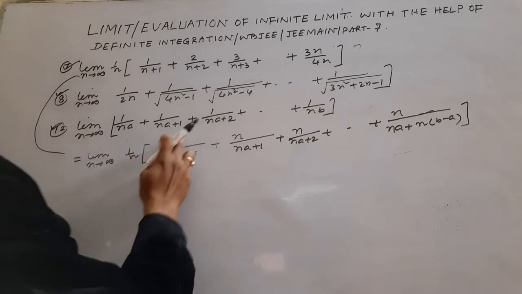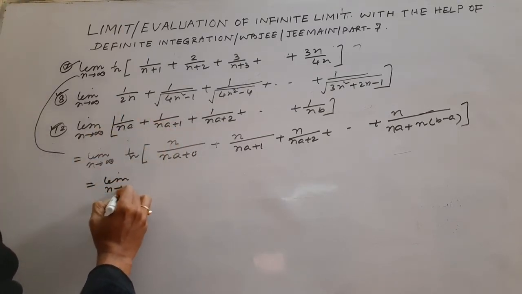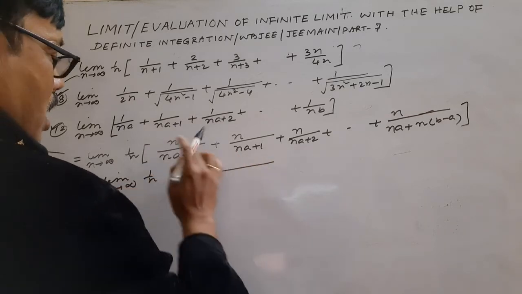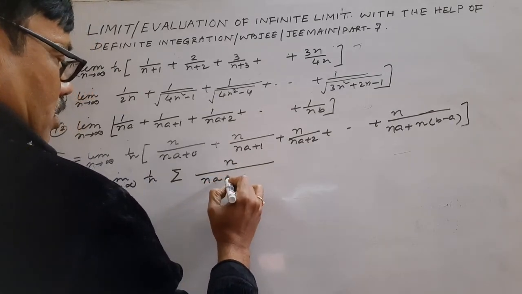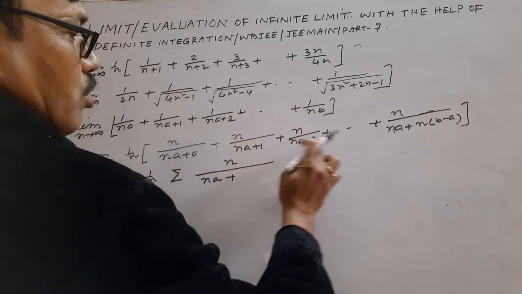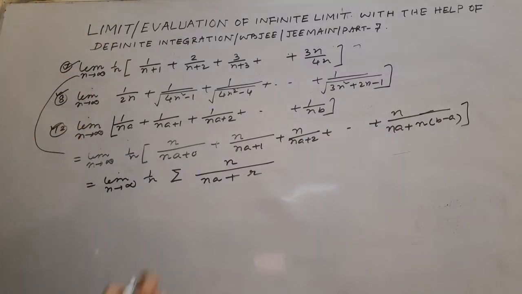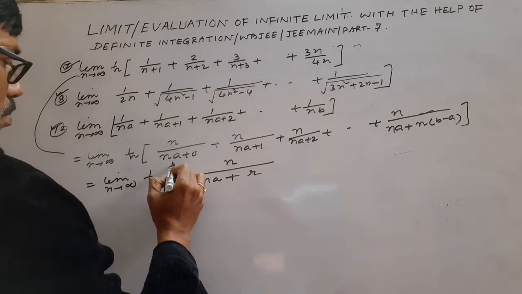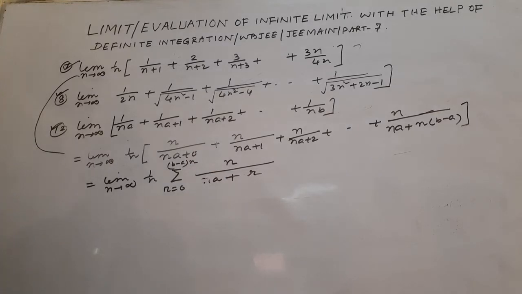So n, this is balanced by this. Now we want to express it in terms of summation. So n is fixed. 0, 1, 2 is changing. So this is r. So what is r? r equals 0 to (b minus a) into n.